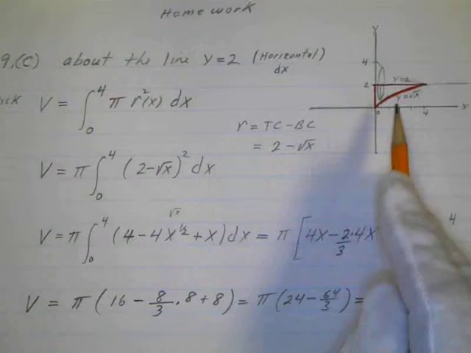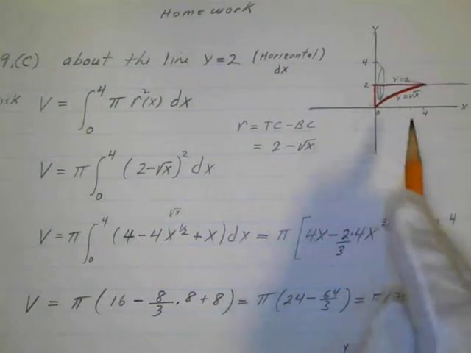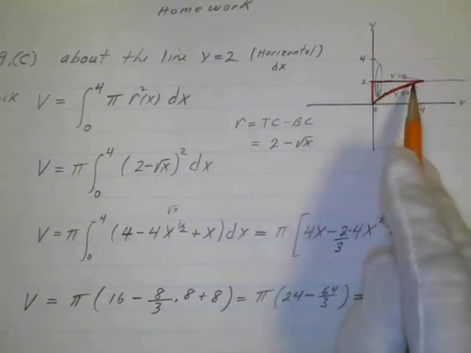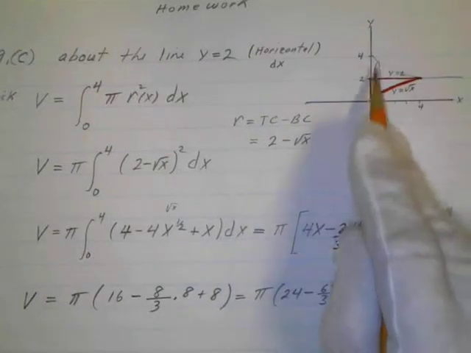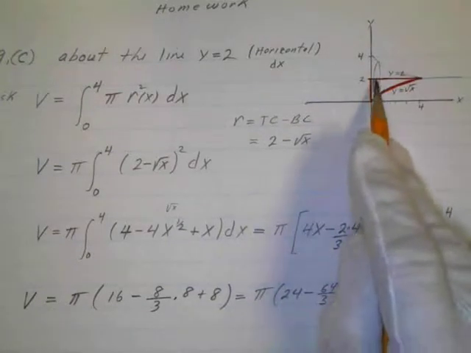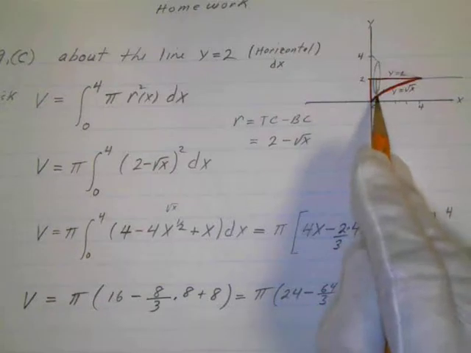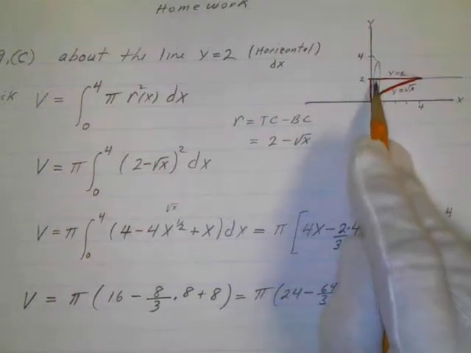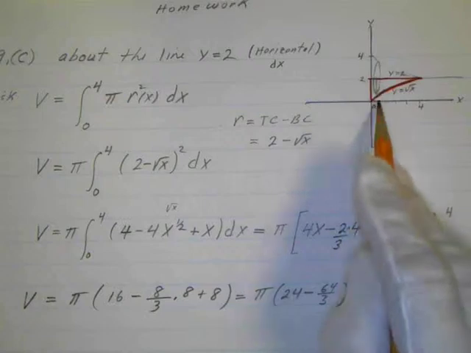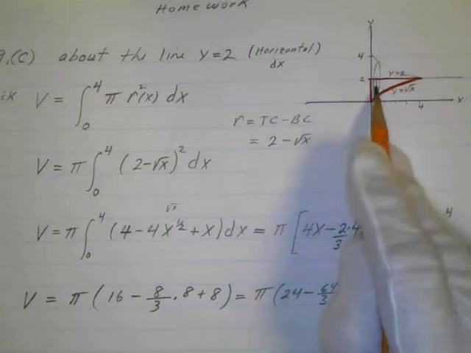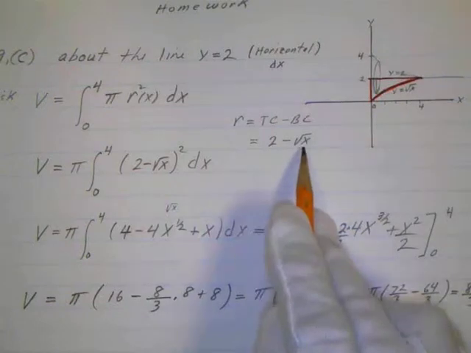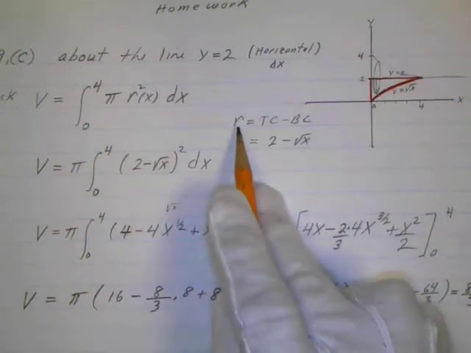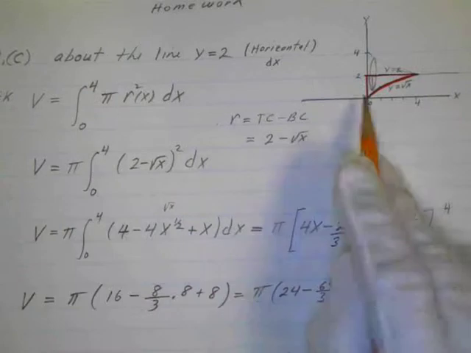Now it's a little trickier because since we're not going around the x-axis, we're going over the y equals 2. We're going to have to find the radius of these little disks, these vertical disks. So this radius will always be given by the whole height minus this height gives me that little section, or top curve minus bottom curve gives me the radius there. So the top curve is y equals 2, the bottom curve is the square root of x, so that's going to be my radius. And again, I'm just going to integrate from 0 to 4.